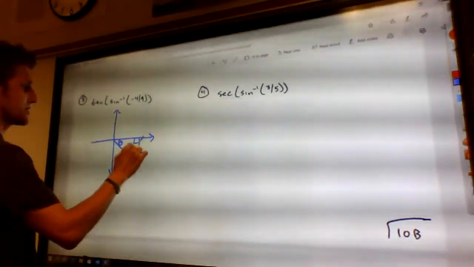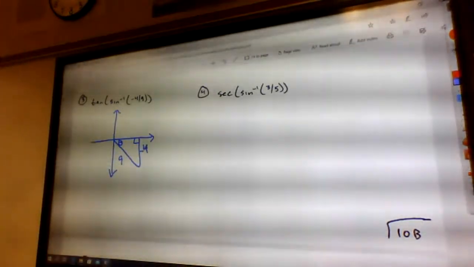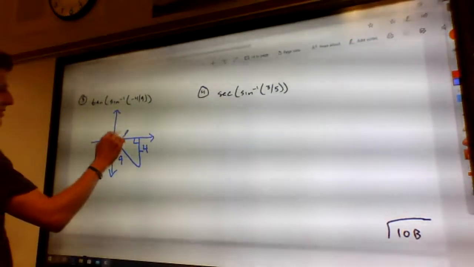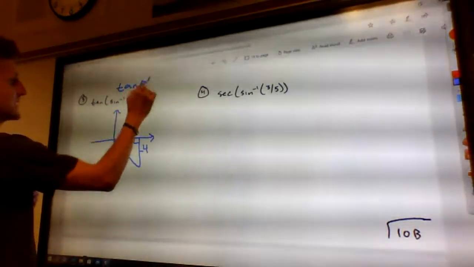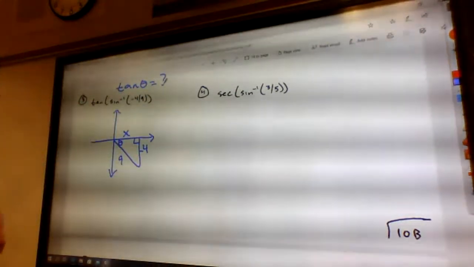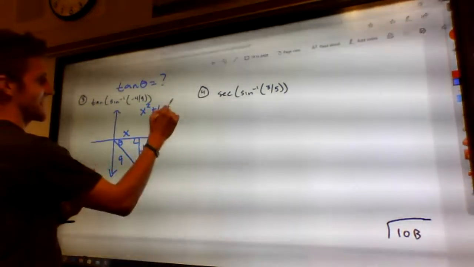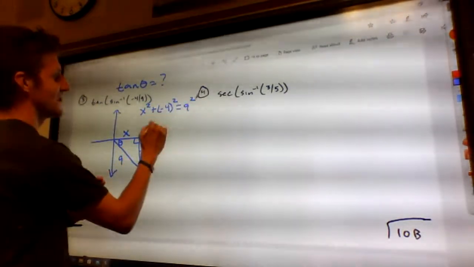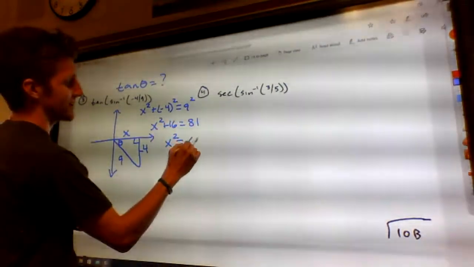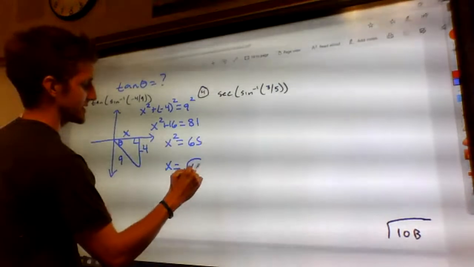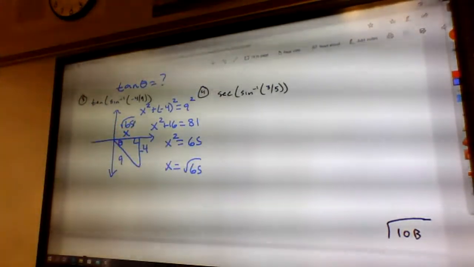Theta has a sine ratio of -4/9. The radius is always positive, so that 4 is negative. We're going to call this x. I want to know what tan theta is. If theta has a sine ratio of -4/9, it's Pythagorean theorem time. X squared plus 16 is equal to 81. X squared is 65. X is the square root of 65. It is, in fact, positive because you're going to the right on the x-axis.